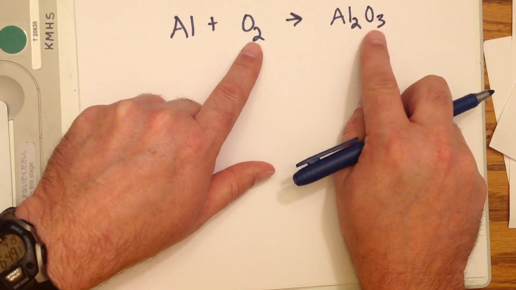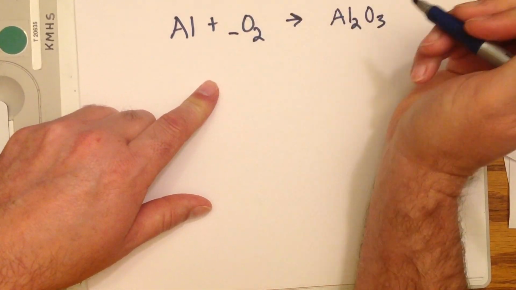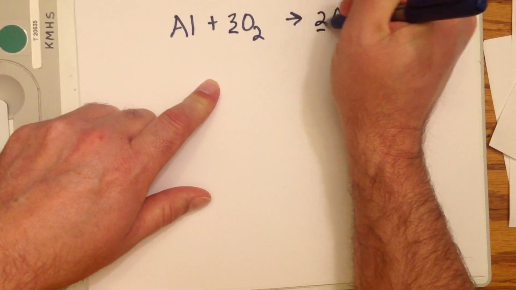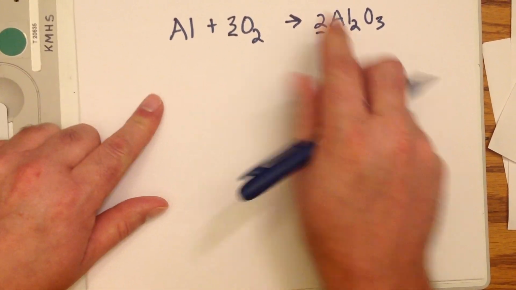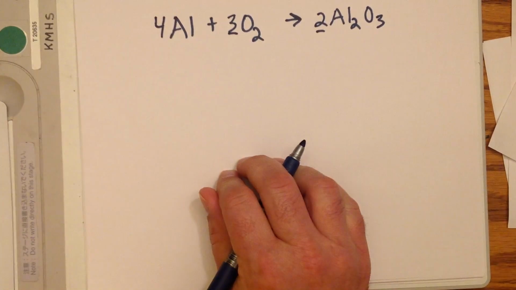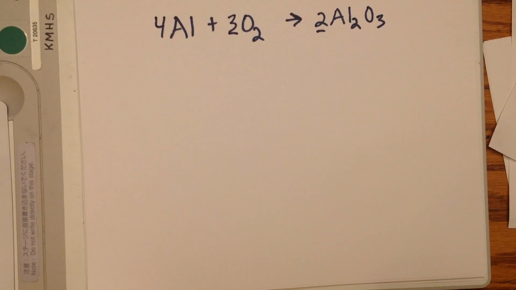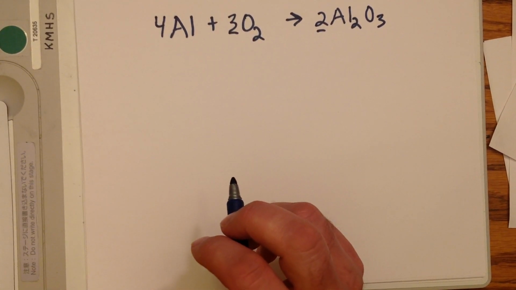2 doesn't go into 3 and 3 doesn't go into 2. But luckily, if you multiply them together to get 6, you would need a 3 here to get 6 and a 2 here. And now you notice you have how many aluminums? 4. 4 aluminums here, 4 aluminums here. It's that simple.